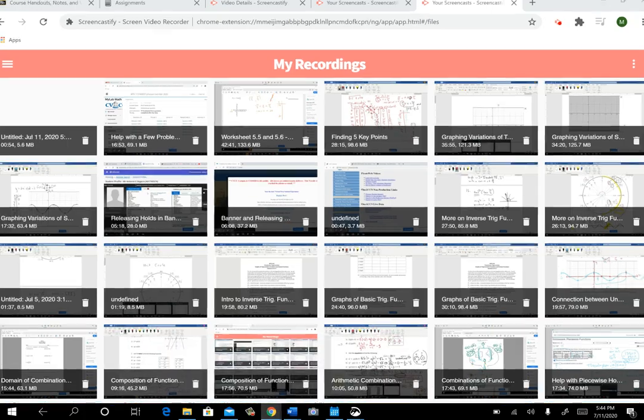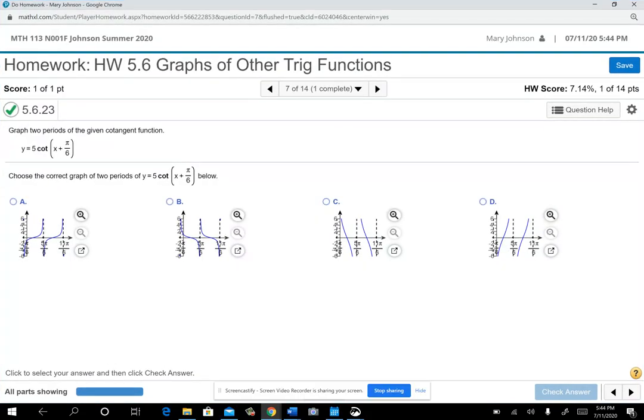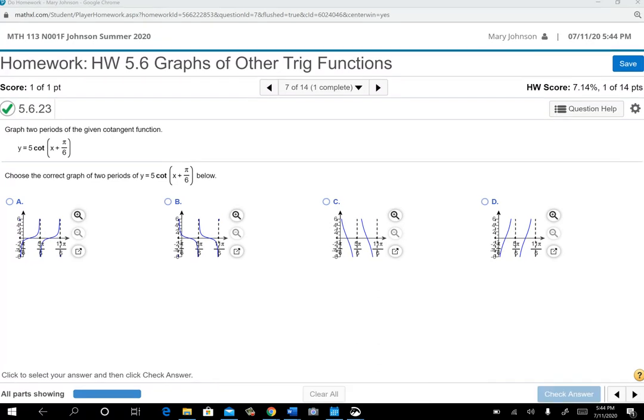Okay, so in this video, I'm going to help you with a couple questions out of the 5-6 homework. All right, so here's one, and it's a cotangent. Okay, so let's think about how that works.